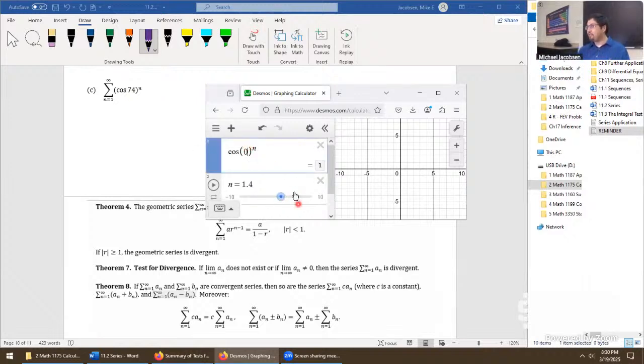But if it's cosine 74, this is 74 in radians, it's something different, 0.08. So now if we took the limit of that, it would go to a 0. Test for divergence wouldn't work on it.